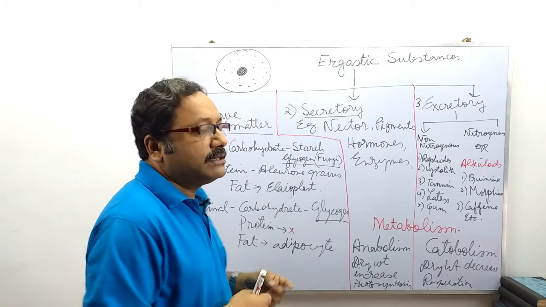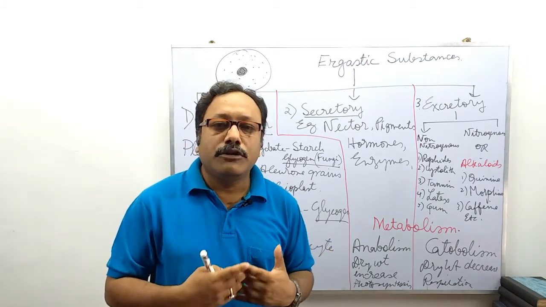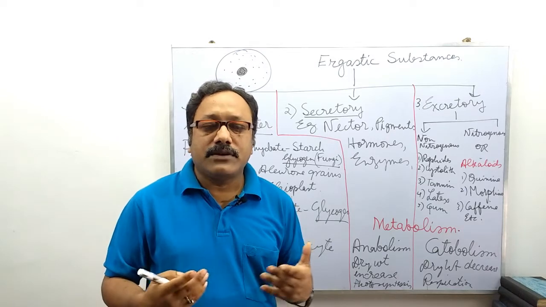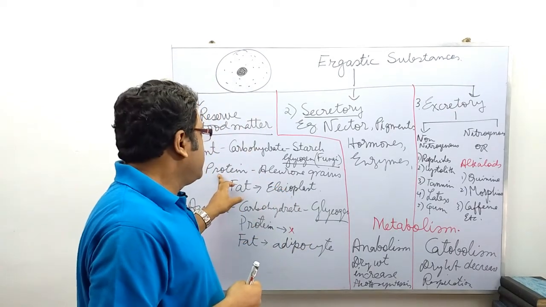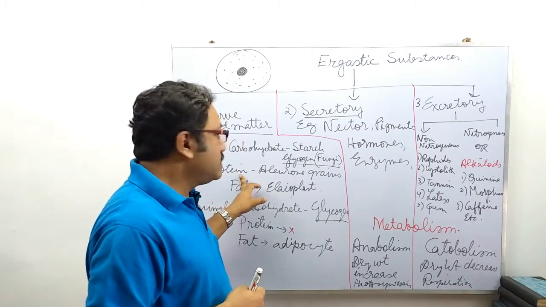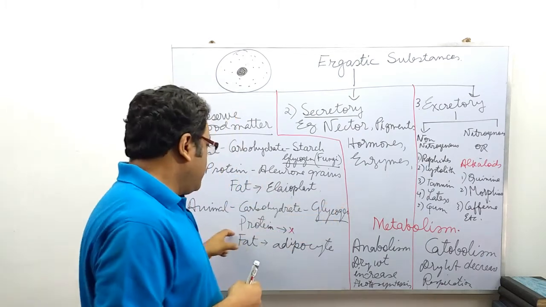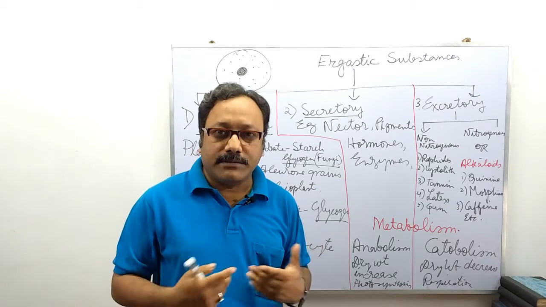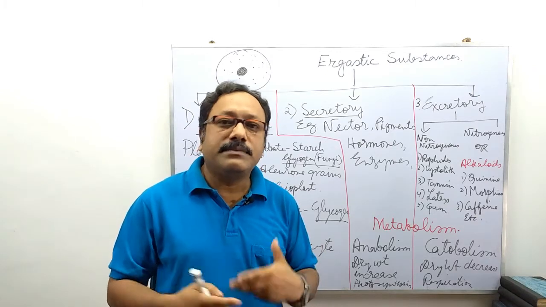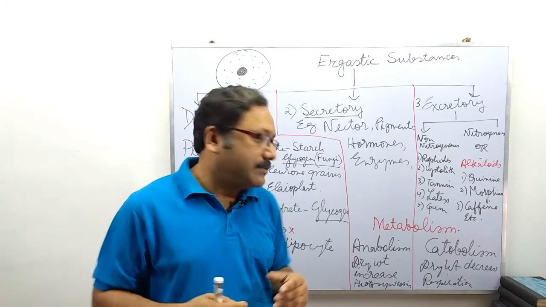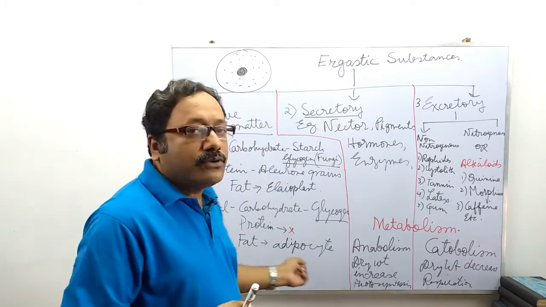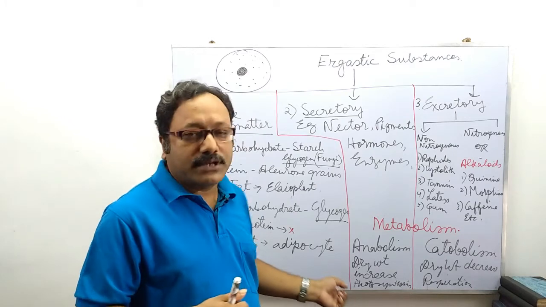Now comes the protein. There is no mechanism to store the protein type of food in case of animals, but in case of plants there is a mechanism to store the protein molecules in the form of aleurone grains. But protein cannot be stored in the animal. Protein gets metabolized. Protein cannot be stored within the body. There is no mechanism.